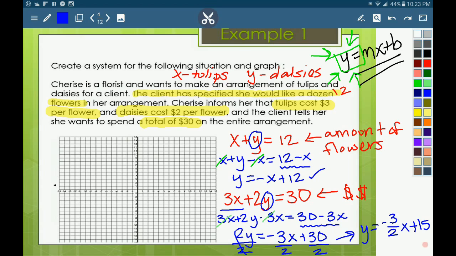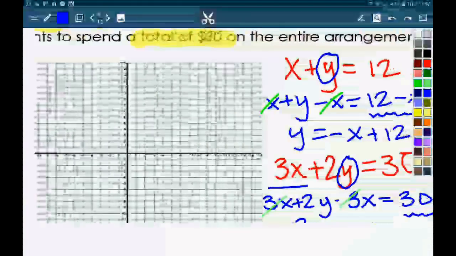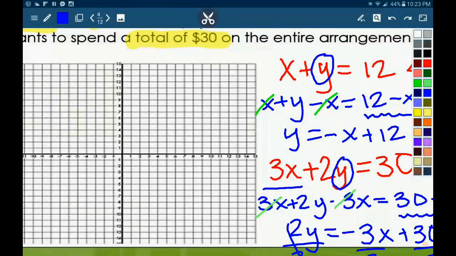Now we're ready to graph because we have both equations in y equals mx plus b form. So my first equation that I need to graph, I have a y-intercept of 12. So I'm going to plot that first. 12 is right there. And then we need to fall 1, run 1, because if it's just negative x, that means there's a negative 1 there. So we're going to fall 1 and run 1 to the next point.